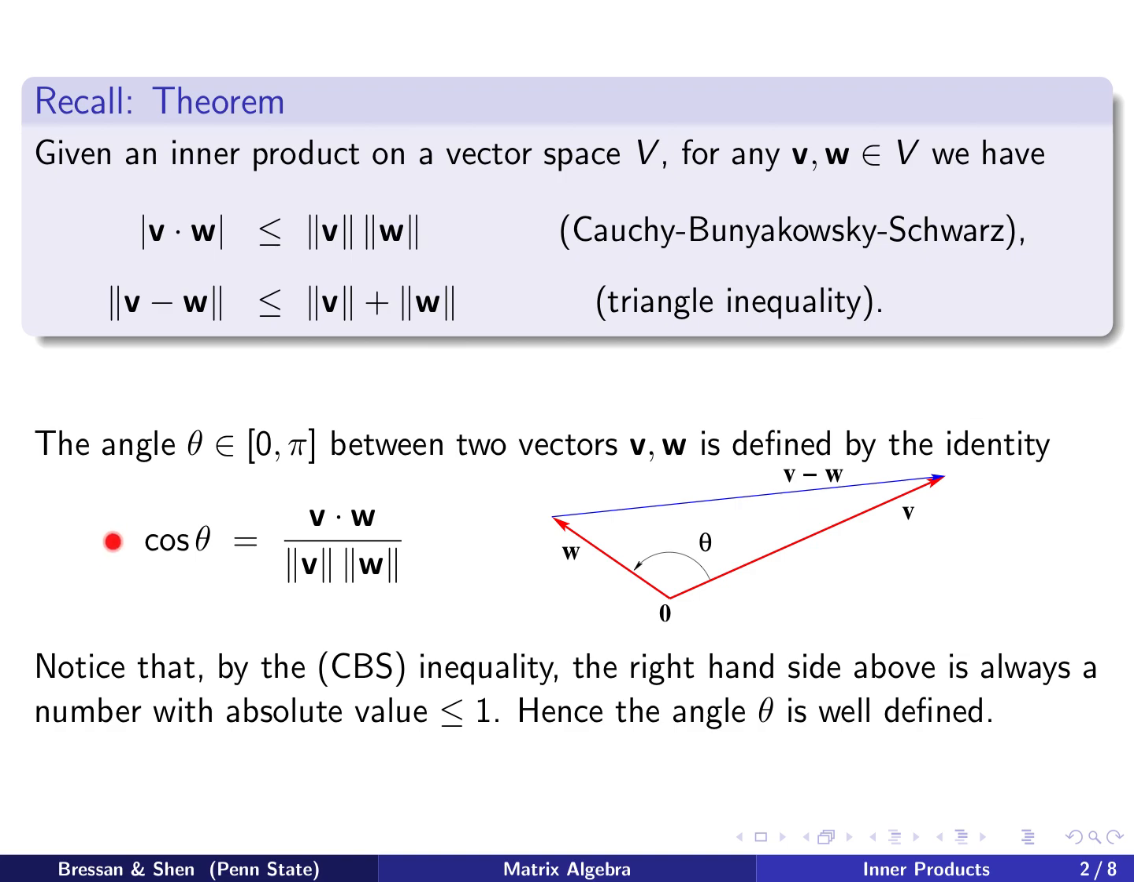So we know that cosine is a quantity that takes value between -1 and 1. And how about this right-hand side here? Well, recall the Cauchy-Schwarz inequality. This basically says that the absolute value of the numerator here is less than or equal to the denominator. Therefore, this quantity will be at most 1 in absolute value. Okay, so this angle theta is well defined on the interval from 0 to pi.